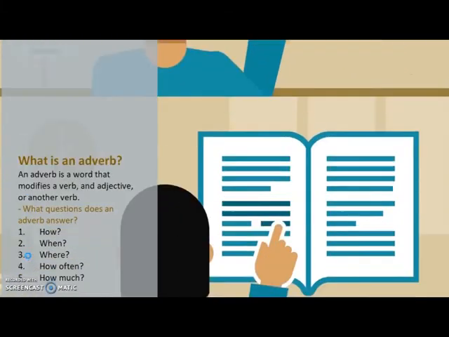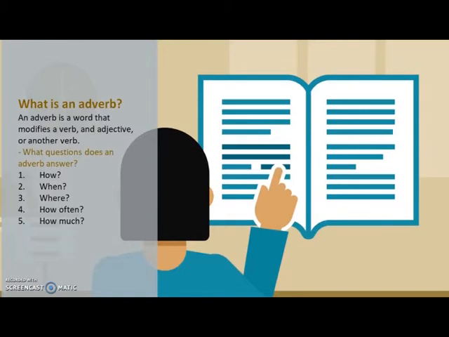Then we have the adverbs. An adverb is a word that modifies a verb, an adjective, or another adverb. What question does an adverb answer? Well, it has to be how, when, where, how often, how much.